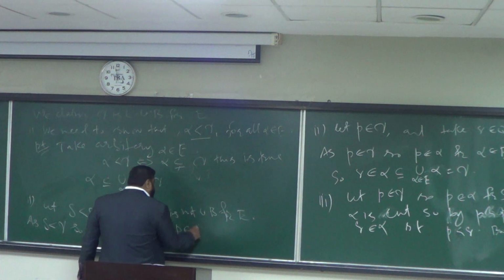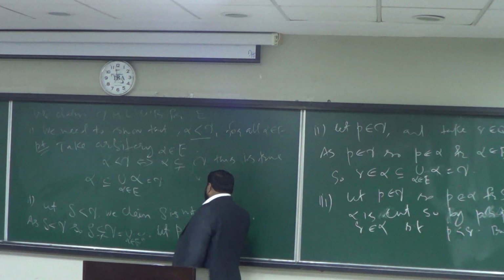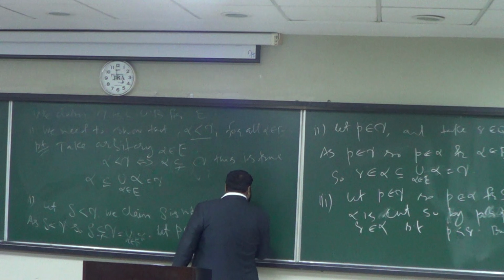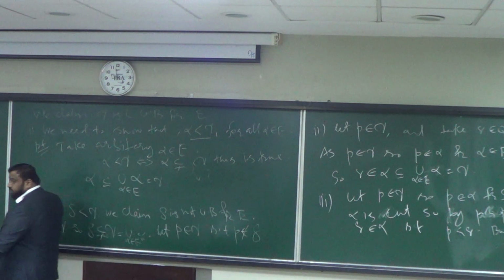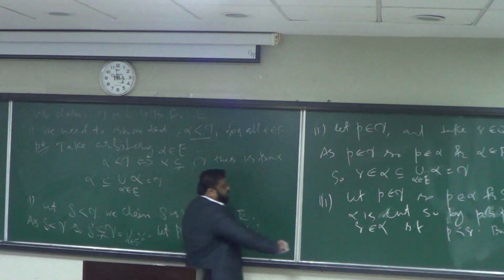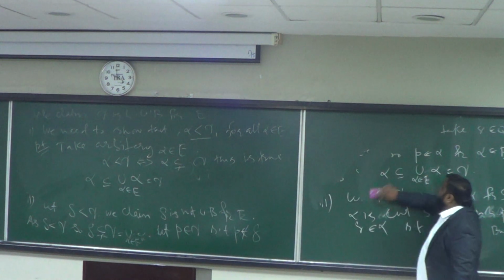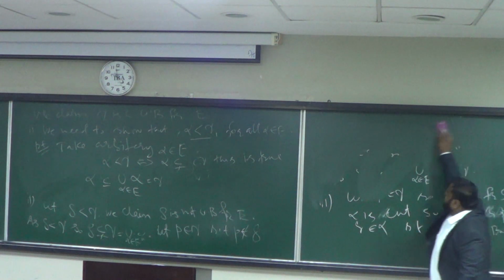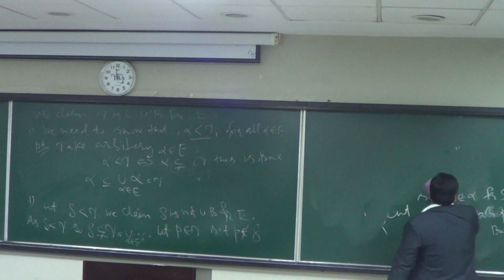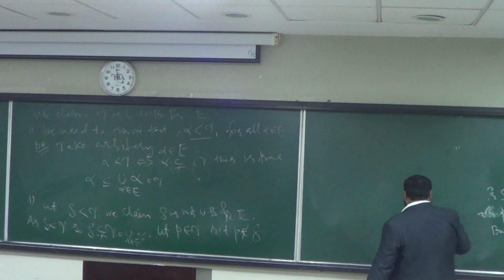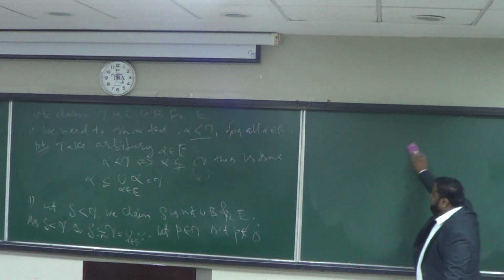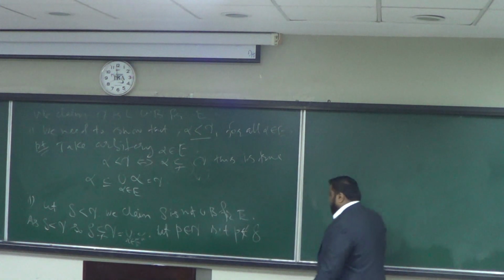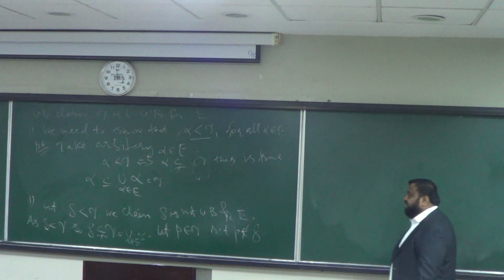Let P be an element in gamma such that P is not in delta. So what should I do? What does this tell me? Basically, if P is in gamma, it should be in some alpha in E. If P is in some alpha and it is not in delta, that implies that delta is not an upper bound. So let's think through it.